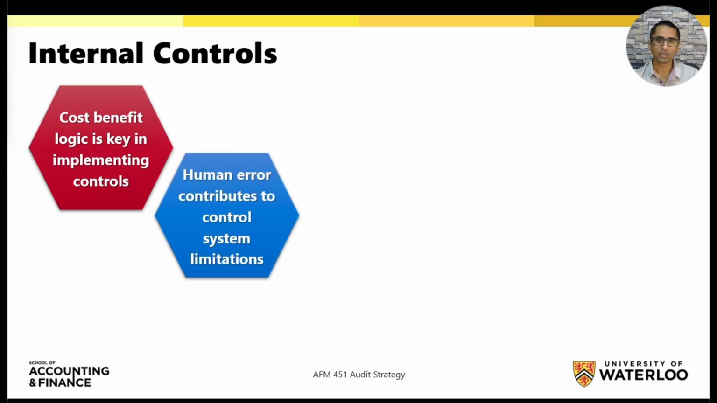Second, human error contributes to control system limitations. Employees may misunderstand procedures, overlook steps, or make judgment errors despite the best intentions. Even automated systems depend on correct configuration and accurate data inputs, both of which are vulnerable to human error. Internal control provides reasonable assurance, not absolute assurance, largely because people are involved.